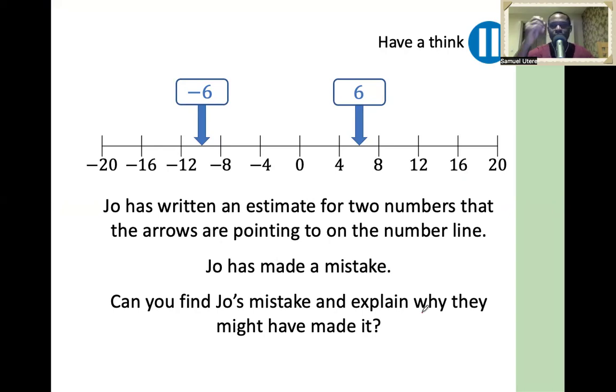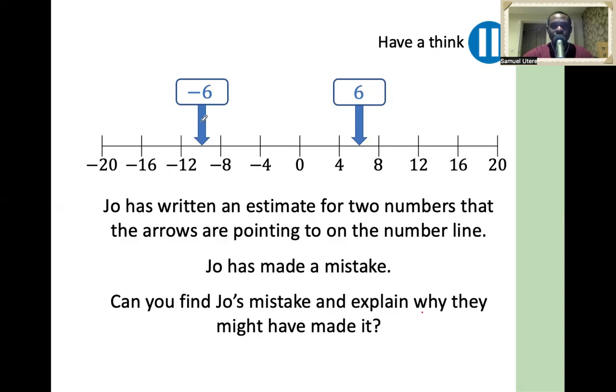Well, if you think about it, halfway between 4 and 8 has to be 6. So that's correct. How do we know? 4 plus 8 is 12. 12 divided by 2 is 6. And you can see that the arrow is pointing halfway between 4 and 8. But that wouldn't be right, would it?